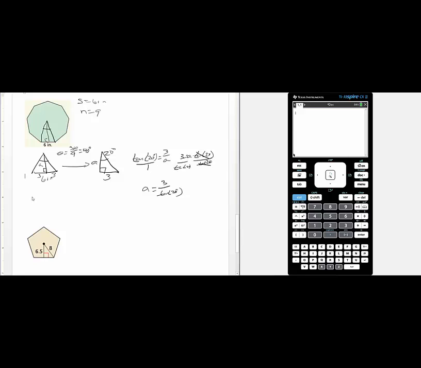I know the area. The area formula is 1/2 times the apothem length times the side length times the number of sides. This expression is the apothem length. And I know the side length is 6. And the number of sides is 9. So this is 1/2 times this 3 over tangent of 20 times the side length of 6 times the number of sides, which is 9.